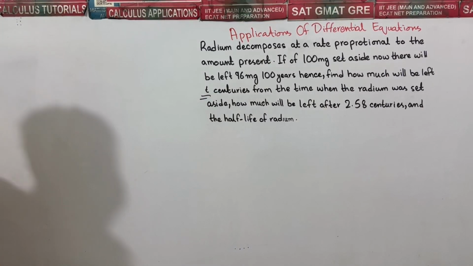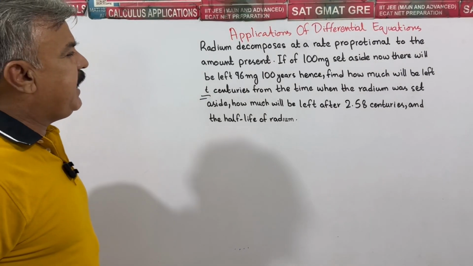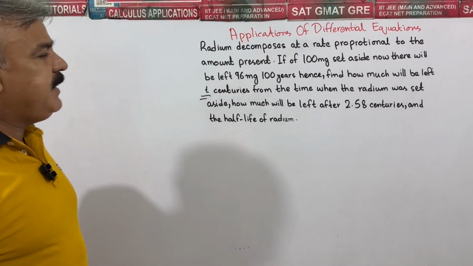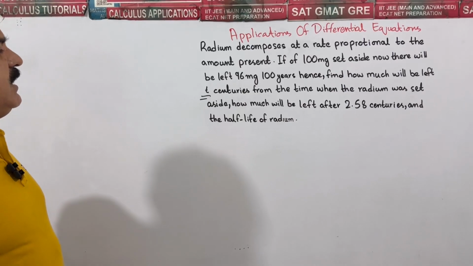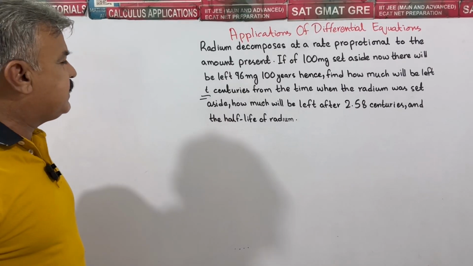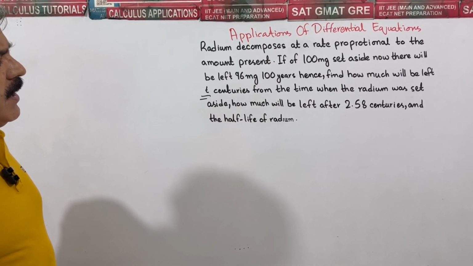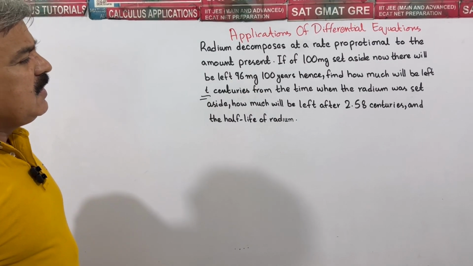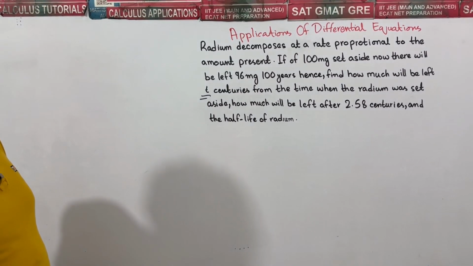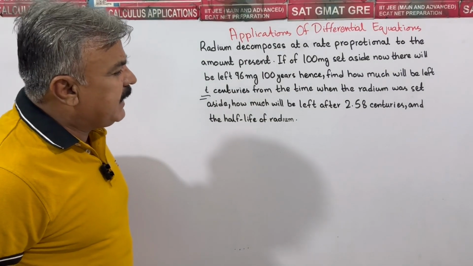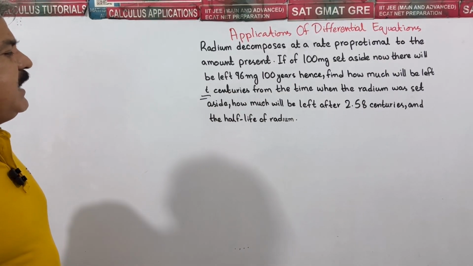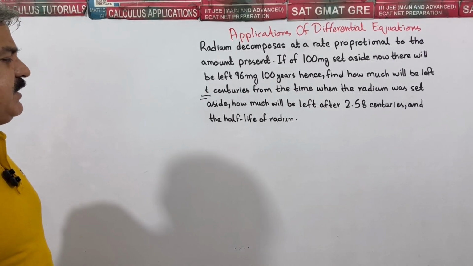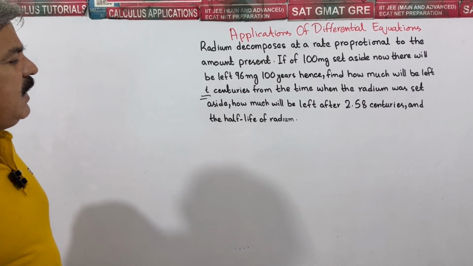Let me read again. Radium decomposes at a rate proportional to the amount present. If 100 milligrams are set aside, there will be left only 96 milligrams after 100 years. Find how much will be left after t centuries from the time when the radium was set aside, how much will be left after 2.58 centuries, and the half-life of radium.